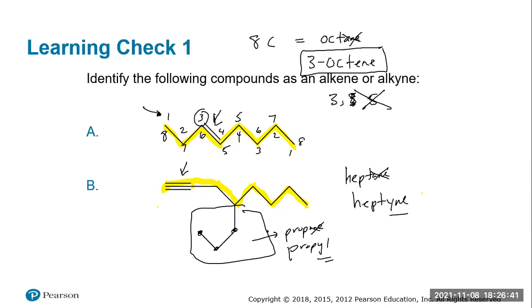And now we need to give the number of where our triple bond is. So this is going to definitely be the lowest number, which would be 1, 2, 3, 4, 5, 6, 7.